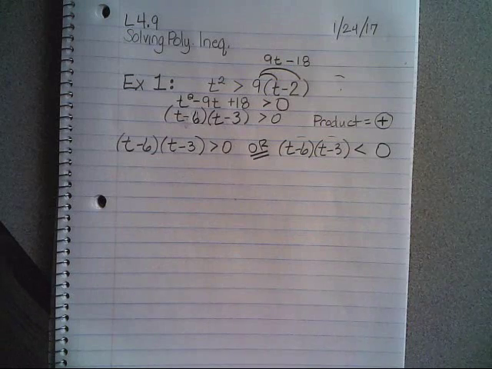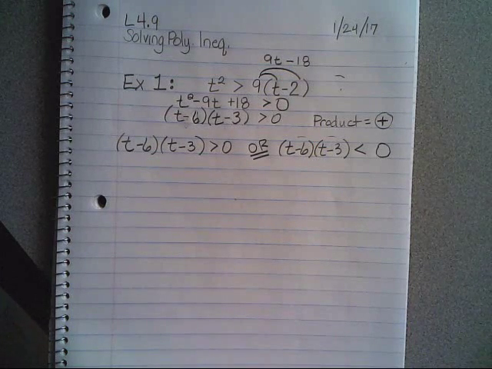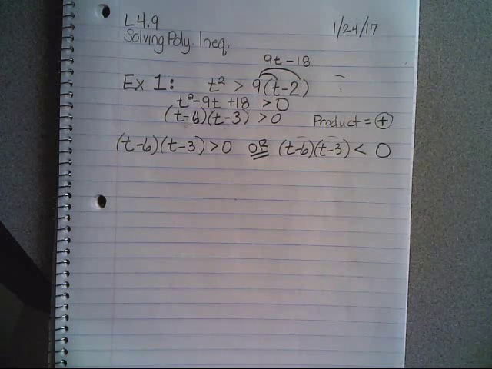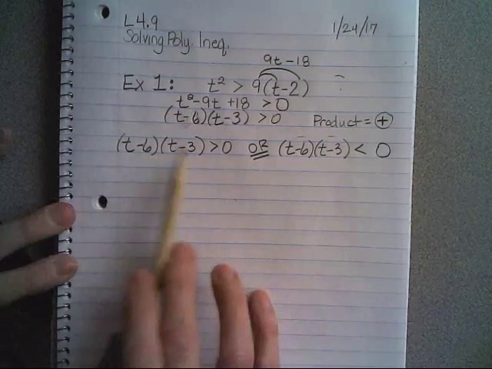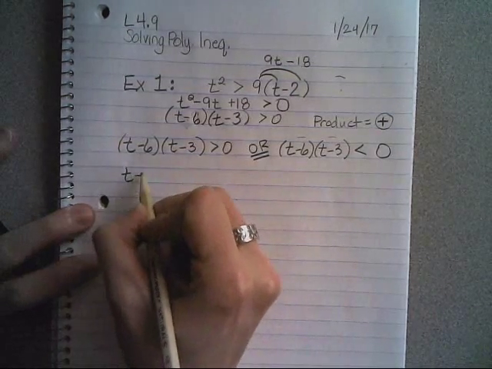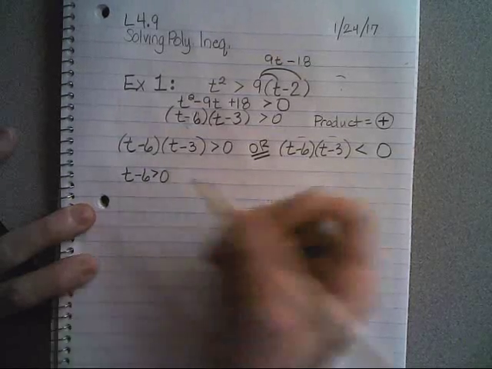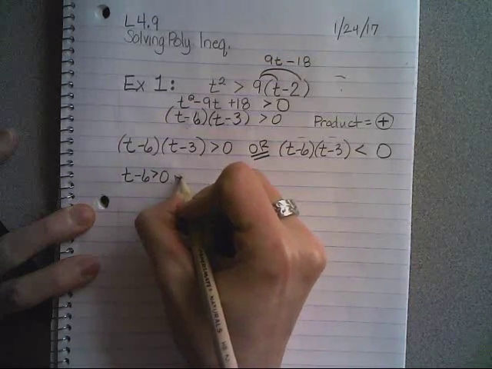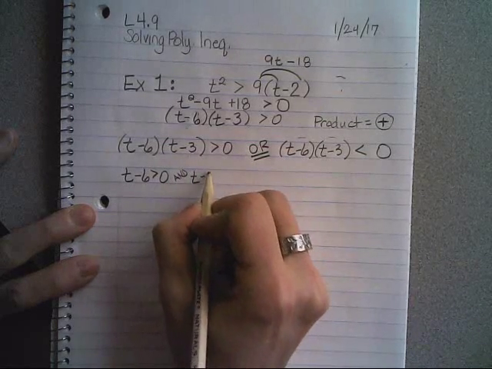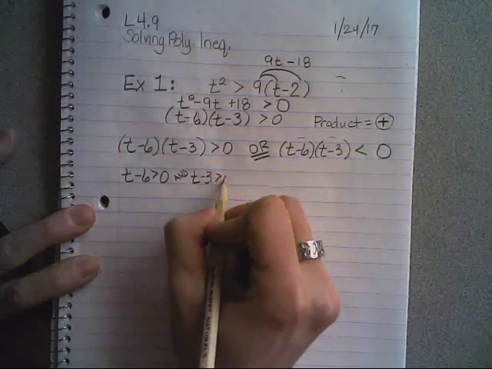Now stay with me. This is almost identical to the example 1 you have in your textbook. So if I lose you and you feel like, wait, I need another example that looks like this, the example 1 in your textbook is the same exact idea. So what that means is both of these must be positive. Let's solve them both. T minus 6 is greater than 0. Both of these must be positive. T minus 3 is greater than 0.